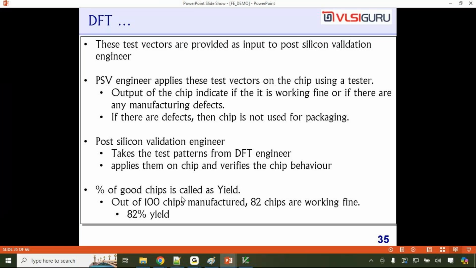Okay. Yeah, Lohita, please ask your question. Sir, here we mentioned the DFT in the front end and the back end also. What is the difference, sir, in that?